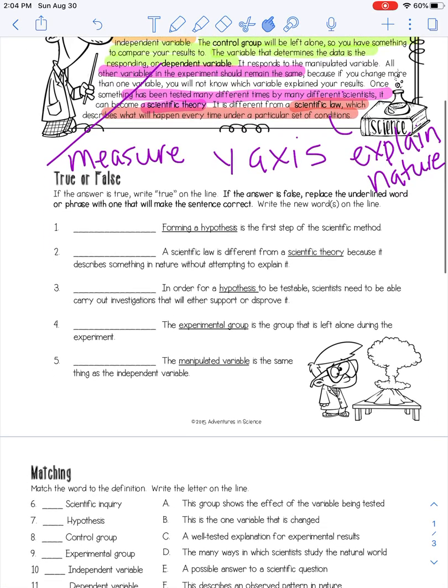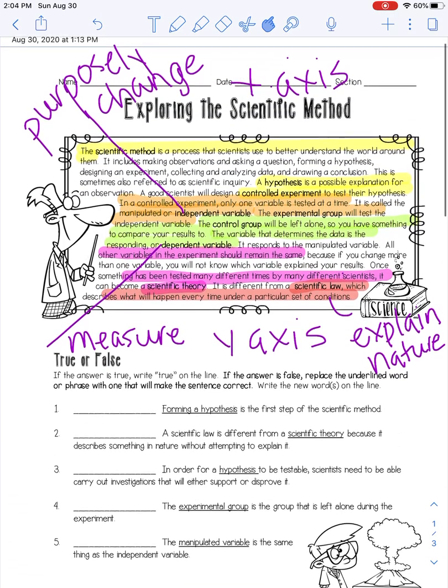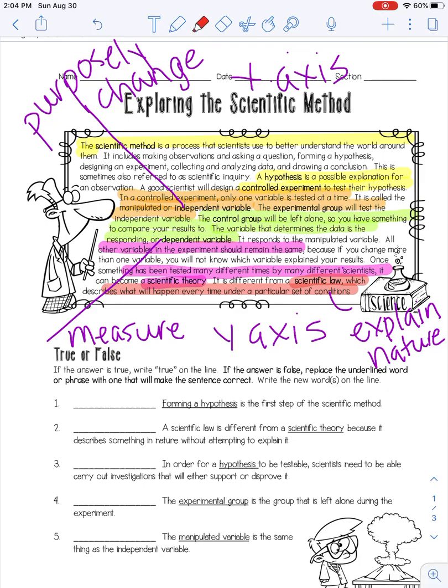All right. If the answer is true, write true on the line. If the answer is false, replace the underlined word or phrase with one that makes the sentence correct. So forming a hypothesis is the first step of the scientific method. Well, I could come right back up here and I could see that making an observation is going to be the first step in the scientific method. So I'm going to go ahead and write that in here. So, making an observation.